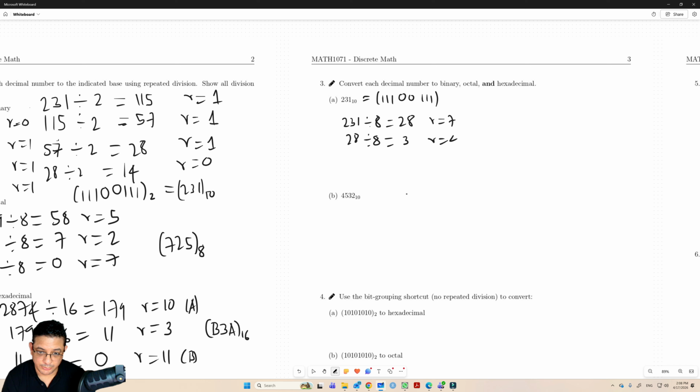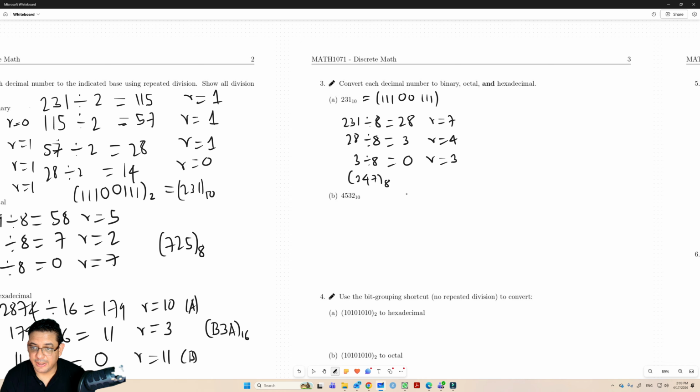3 times 8 is 24. To get to 28, you'll have 4 more. Then you have 3 divided by 8, and that's going to be 0 times, and of course then that's going to be 3 as the remainder. So in base 8 it is going to be 347 in base 8.